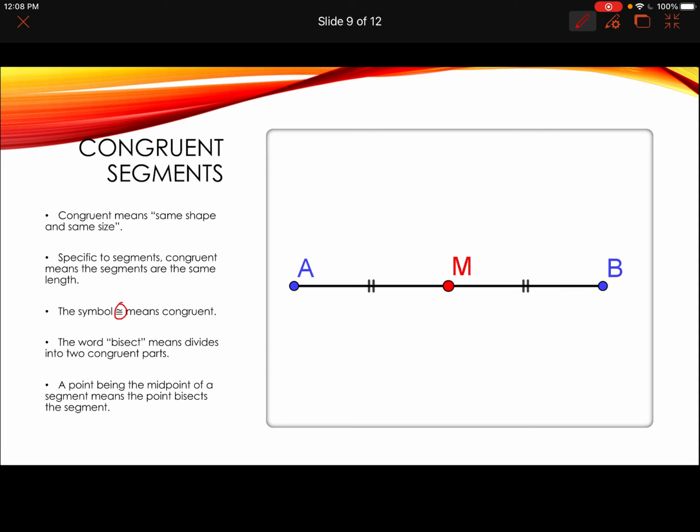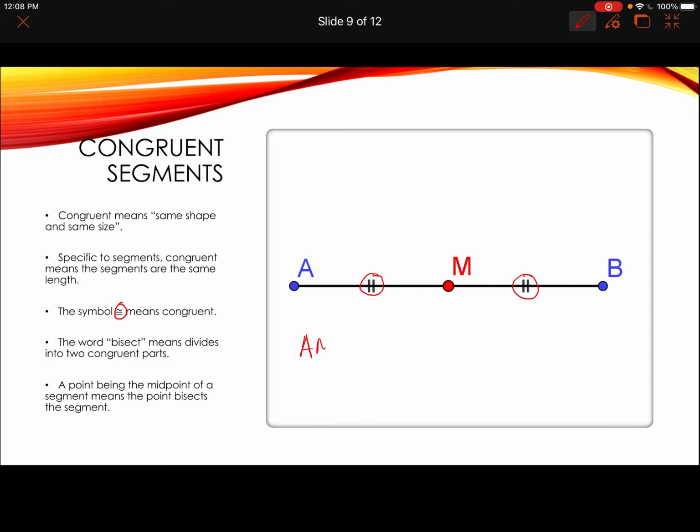Bisect means it divides a segment into congruent parts. And if we know that a point is the midpoint of a segment, it means that point bisects the segment, which means that the two smaller segments are congruent. To mark segments as congruent, you have to put the same number of tick marks on each segment to indicate they're congruent. So since AM and BM both have two tick marks, we know they are congruent.